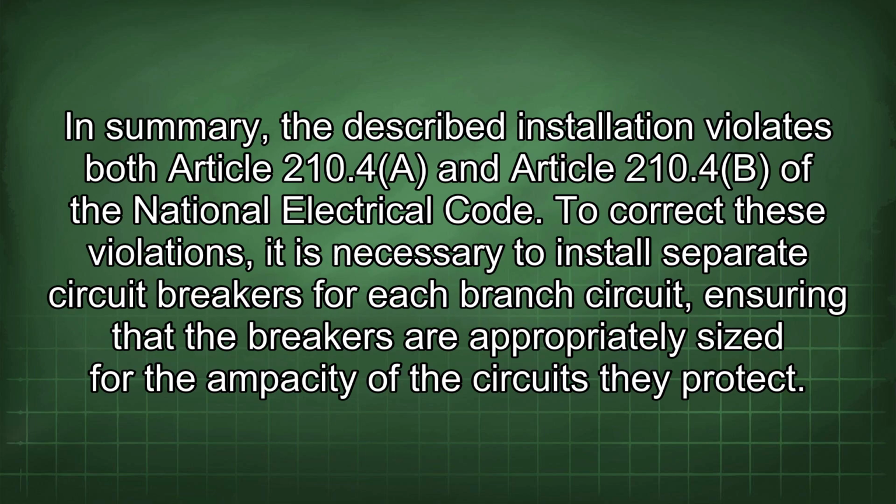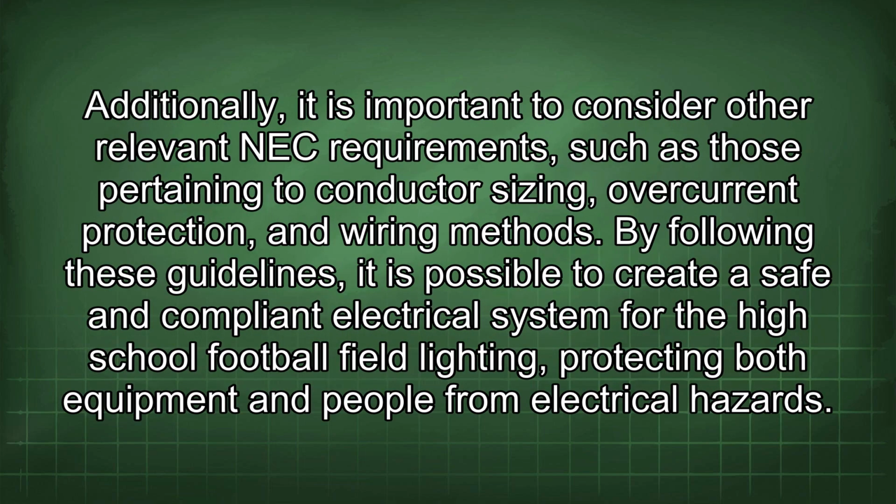In summary, the described installation violates both Article 210.4 and Article 210.4(B) of the National Electrical Code. To correct these violations, it is necessary to install separate circuit breakers for each branch circuit, ensuring that the breakers are appropriately sized for the ampacity of the circuits they protect. Additionally, it is important to consider other relevant NEC requirements, such as those pertaining to conductor sizing, overcurrent protection, and wiring methods. By following these guidelines, it is possible to create a safe and compliant electrical system for the high school football field lighting, protecting both equipment and people from electrical hazards.